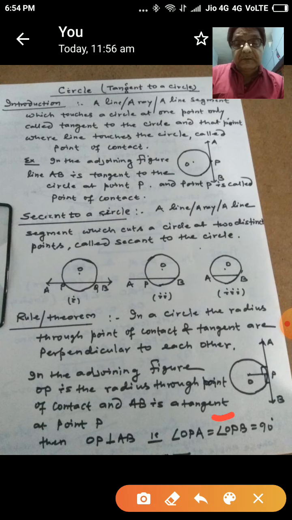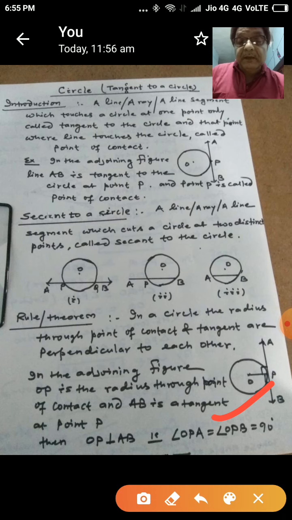We may see in this figure that line AB is touching the circle at one point P. So P is the point of contact. Now if we join this P with the center O, then OP is the radius through the point of contact. So this rule says that OP will be perpendicular to AB, or AB will be perpendicular to OP, since when a line is perpendicular to another, the other is also perpendicular. So we may say better that in a circle, the radius through the point of contact and the tangent are perpendicular to each other.